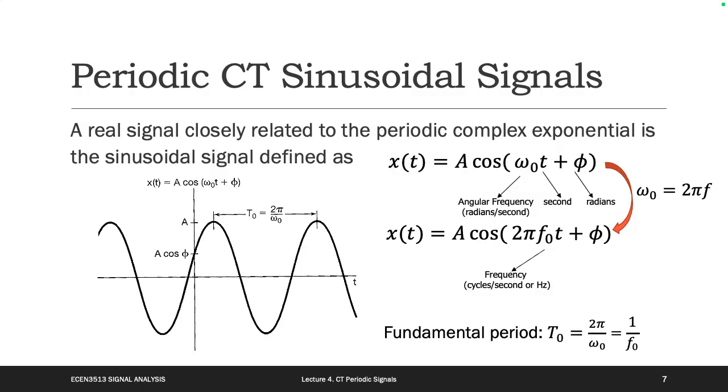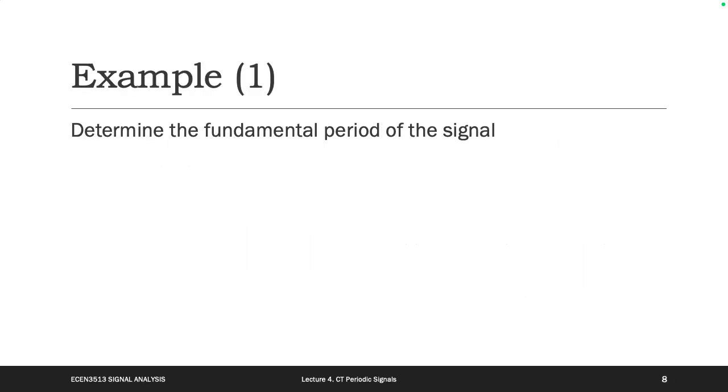Okay, let me ask you again. If we talk about periodic CT signals, what's the most important thing for us? Usually, what do we want to find? The period, am I right? If we know the period, we know the rules for these signals. So let's talk about how we can find the period. Let's try through some examples to find the period.